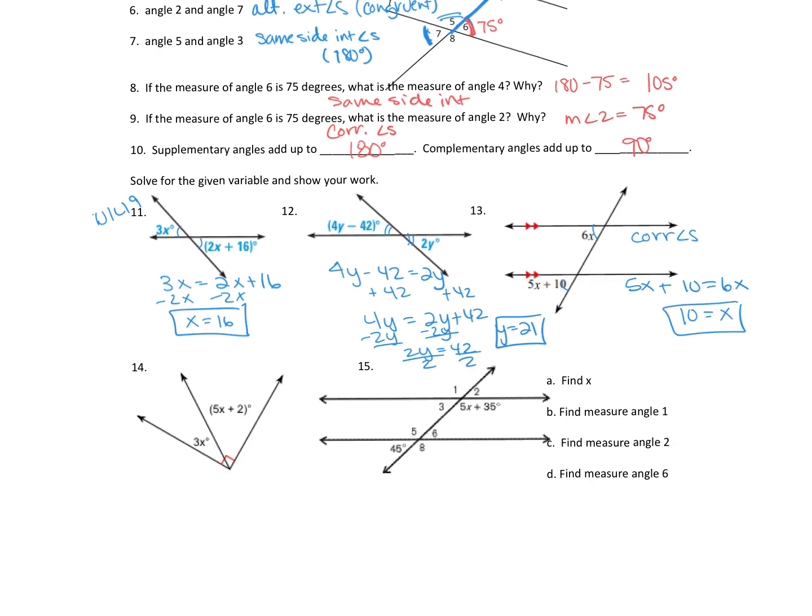So number 14 is an example of complementary angles. They add up to 90. So I'm going to add up 3x plus 5x plus 2 and set it equal to 90. Now I've got like terms, and 3x and 5x are 8x plus 2, which is 90. I'm going to subtract 2 from both sides, and I get 8x equals 88.